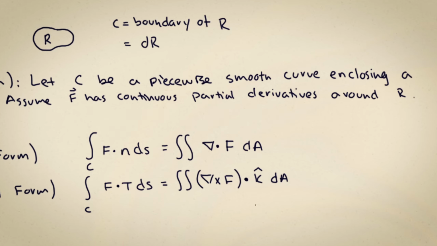Okay, so I just need to talk about this dot k at the end of the tangential form. Remember that torque is a vector that points in the direction of the axis of rotation. So since this problem is imagining the fluid flow being constrained to the xy plane, that means that the paddle wheels that would be spinning in this fluid flow are pointing in the direction of the z-axis.